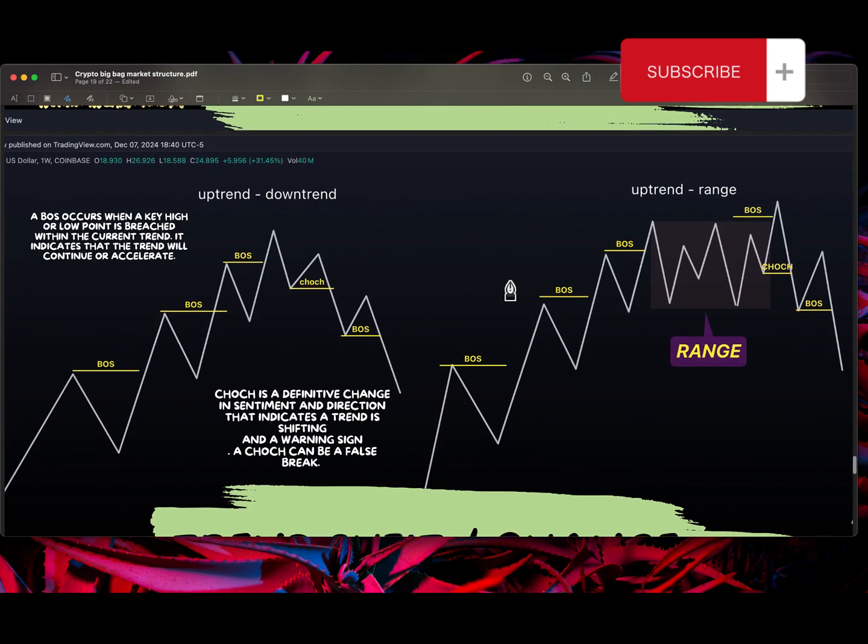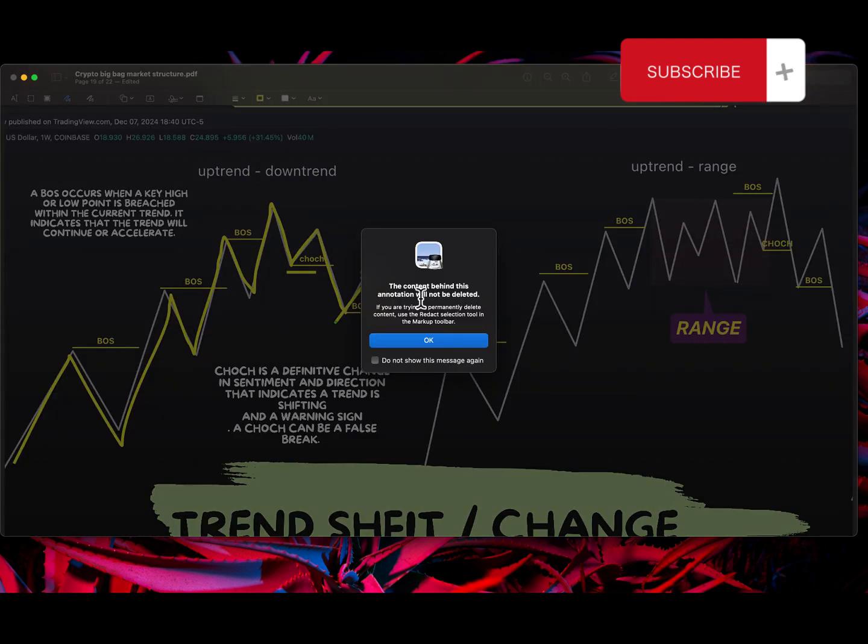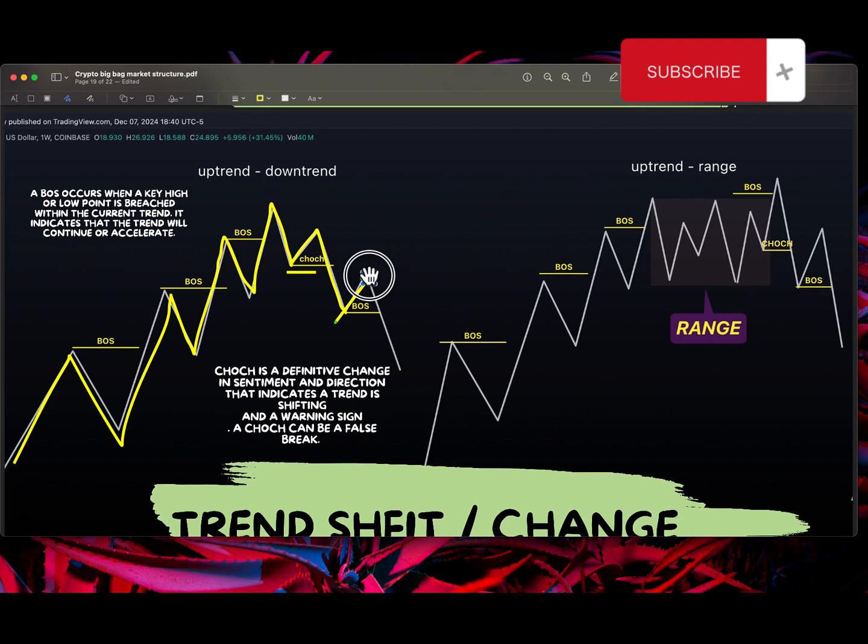So now, in this slide, I'm going to explain how we move from uptrend to downtrend. So now we have a clear uptrend, higher highs and higher lows. Then price made a low, failed to go higher, breached the low. We have a change of character. Now price moves up, creates a lower high that failed to go higher than the previous high, then moves down. This is a break of structure, and we are back to downtrend.